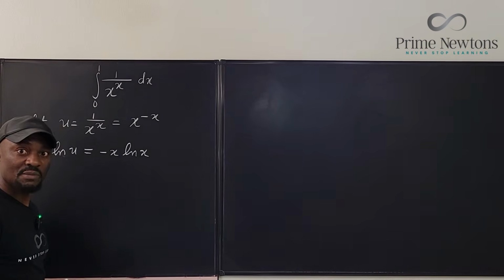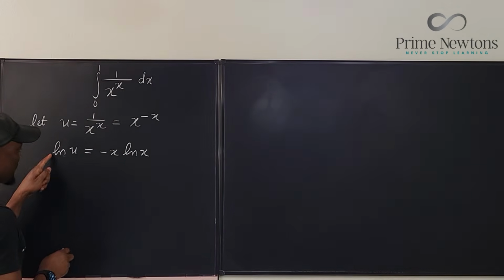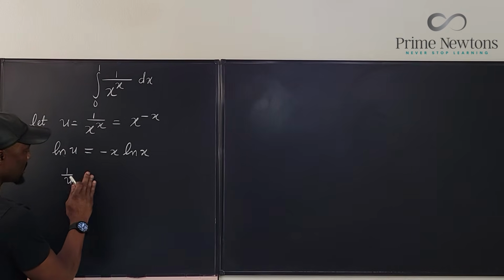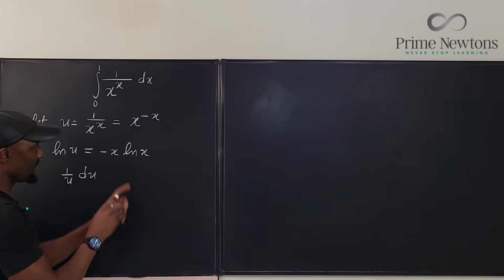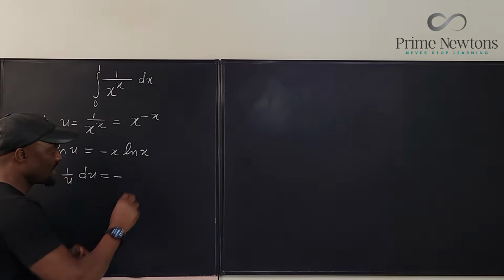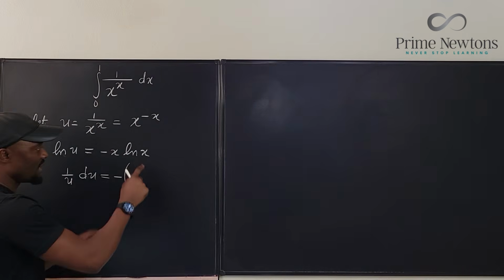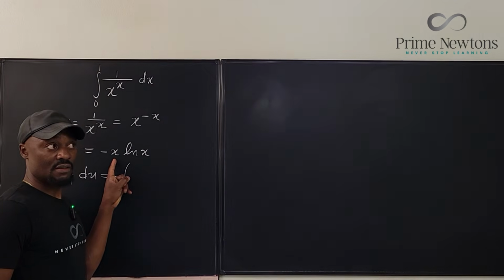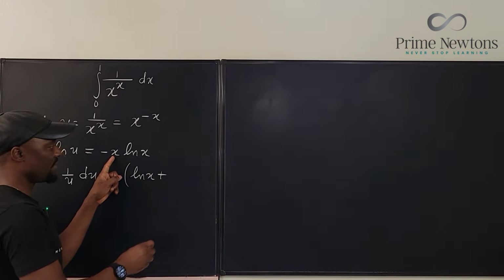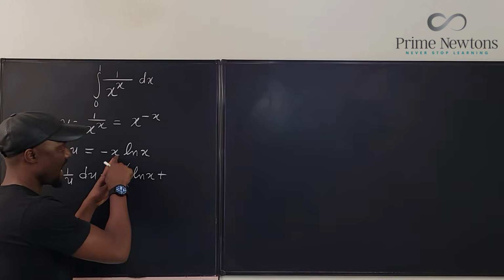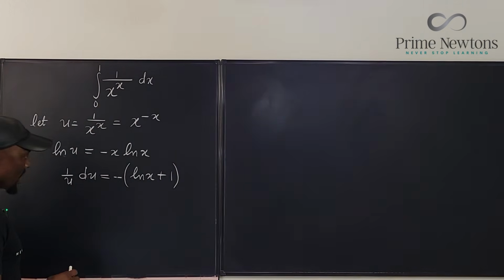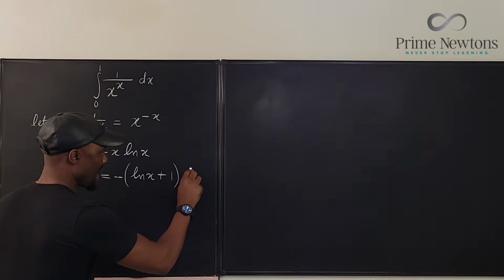And now I can differentiate both sides. So if I differentiate ln of u, I'm going to get 1 over u du. And if I differentiate this side, it's going to require the product rule. So let me put the negative sign outside. And then it's going to be differentiate the first, keep the second, which is going to be ln x, plus keep the first, differentiate the second. That's going to be x times 1 over x, which is just 1. So remember, and I have dx.